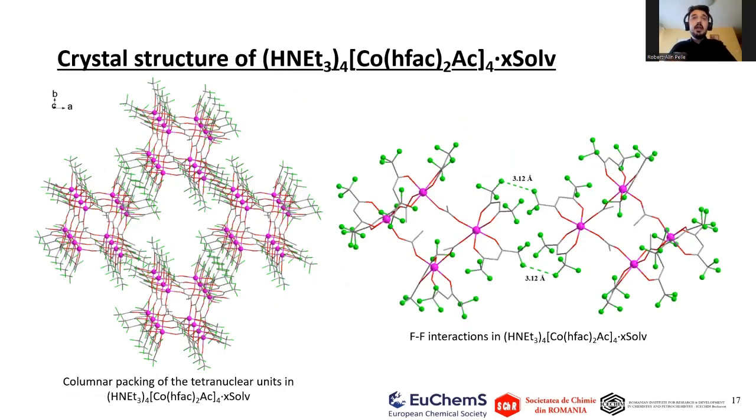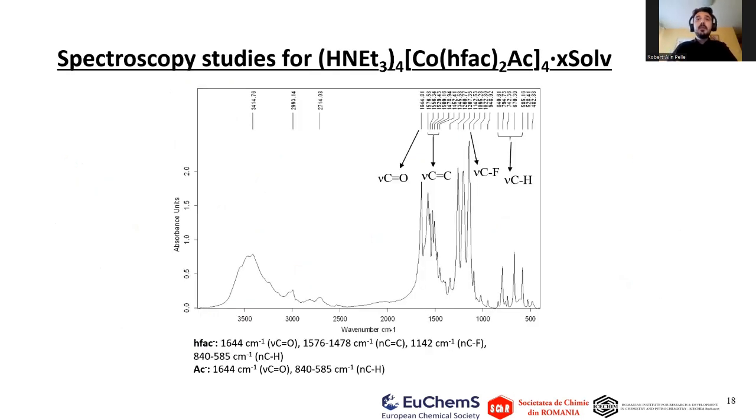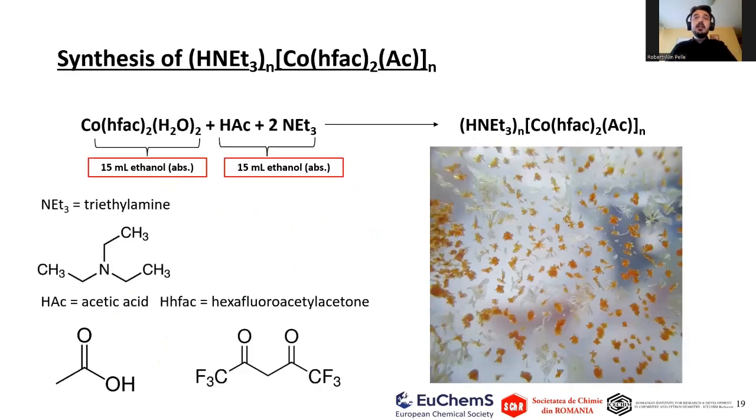And on this slide, I wanted to show you the crystal packing of the compound. We have this columnar packing of tetranuclear units. And on the right, we observed that we have the fluorine-fluorine interactions that we are looking for. We have a distance of 3.12 angstrom between fluorine atoms from 2 different molecules. Again, the infrared spectrum to confirm the organic ligands.